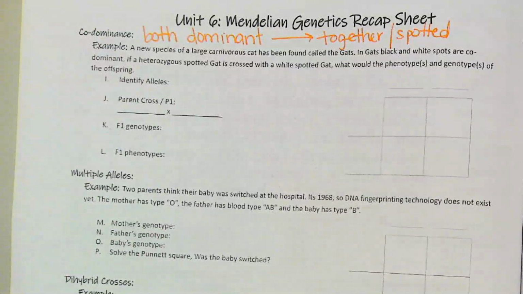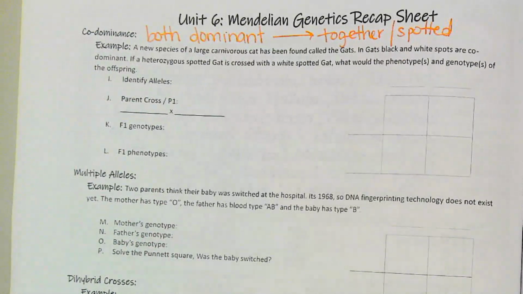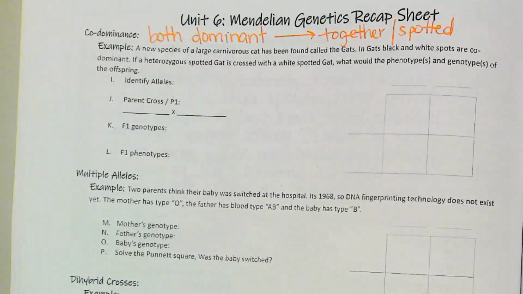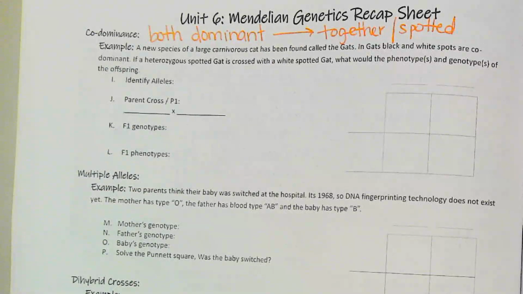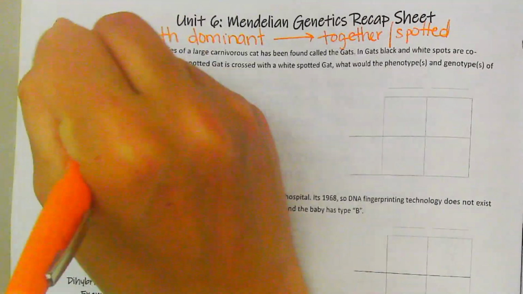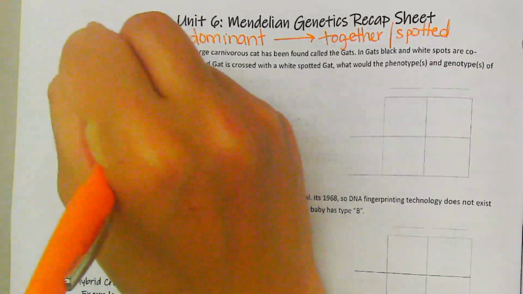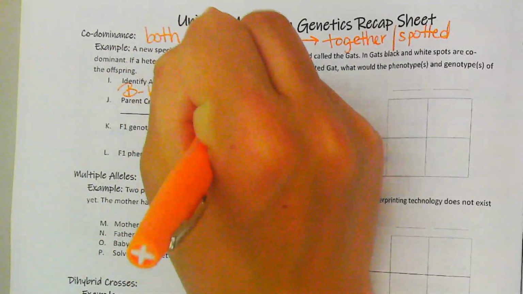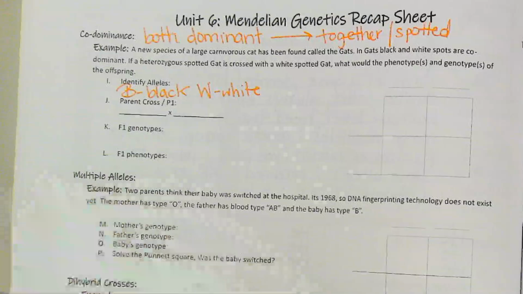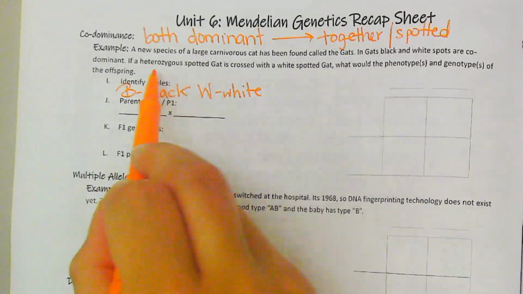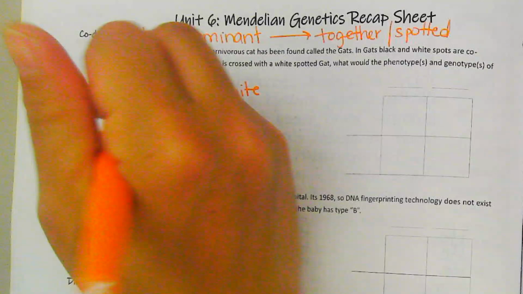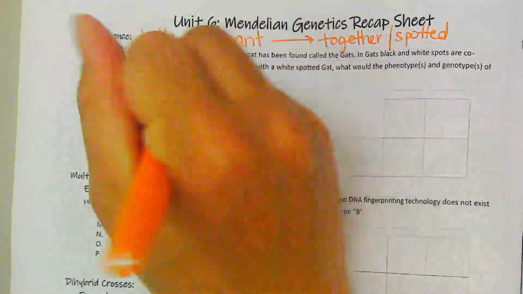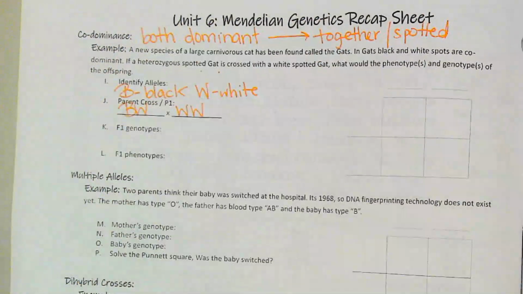A new species of carnivorous cats have been called the gats. In cats, black and white spots are codominant. If a heterozygous spotted gat is crossed with a white spotted gat, what's my phenotypes and genotypes? So I'm either black, big B, or white. I am crossing a white spotted gat, so I'm WW. What do I get?